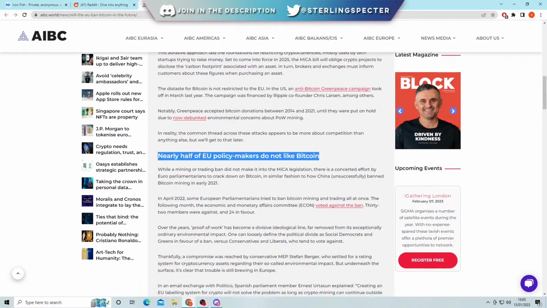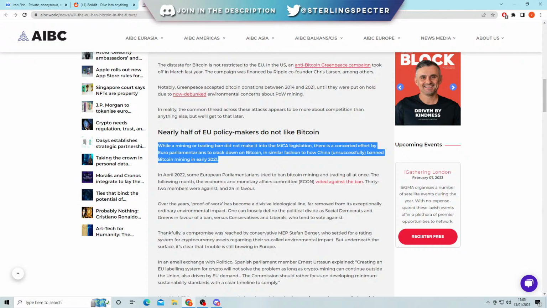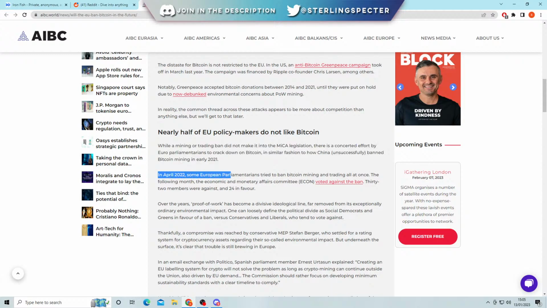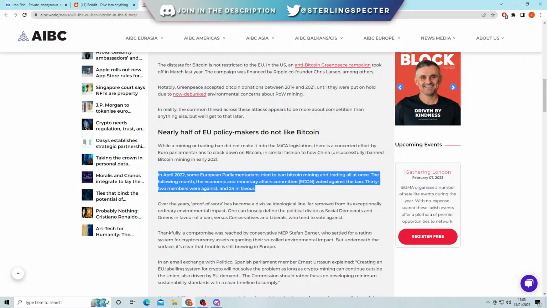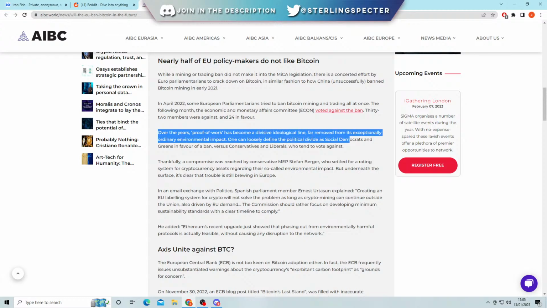Nearly half the EU policymakers don't like Bitcoin, while a mining or trading ban did not make it into the legislation. There is a concerted effort by European parliamentarians to crack down on Bitcoin in a similar fashion to how China unsuccessfully banned mining in early 2021. In April 2022, some European parliamentarians tried to ban Bitcoin mining and trading all at once. Over the years, proof of work has become a divisive ideological line, far removed from its exceptionally ordinary environmental impact. One can loosely define the political divide as Social Democrats and Greens in favor of the ban.